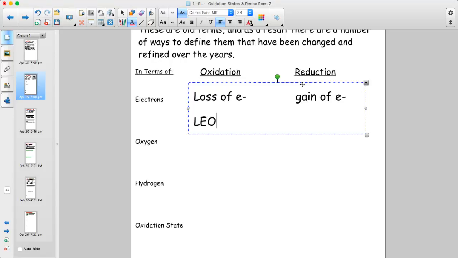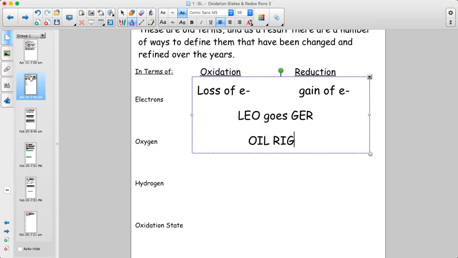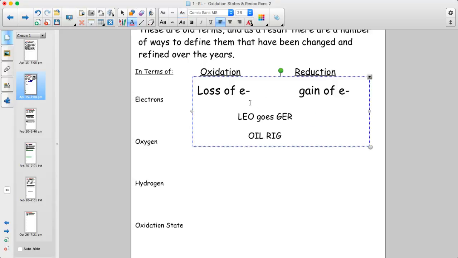There are a couple of mnemonic devices to help you remember these things. One of them is LEO goes GER. That's my personal favorite. LEO like Leo the lion, and GER like the sound the lion makes. And it stands for Losing Electrons is Oxidation and Gaining Electrons is Reduction. Another one that people often use along the same lines is OIL RIG, which is Oxidation Is Loss, Reduction Is Gain. So again, this has to do with electrons, and these are a couple of little mnemonic devices that you can use.